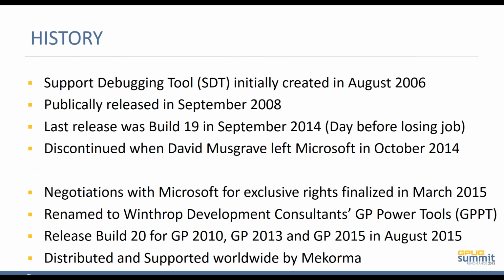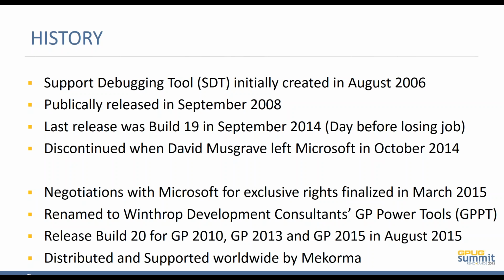The last release was in September. I actually released it the day before I was called into the office to be told that I was being made redundant. When I left Microsoft in October 2014, the support debugging tool was discontinued. I negotiated with Microsoft to get the rights, and in March 2015, I got the rights to the products and have re-released and rebranded it as GP Power Tools in 2015.